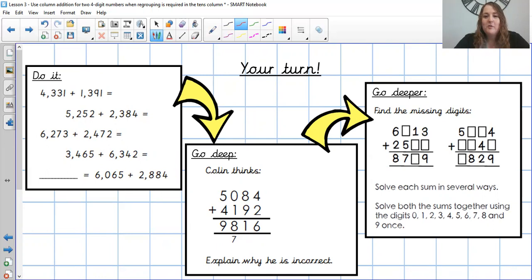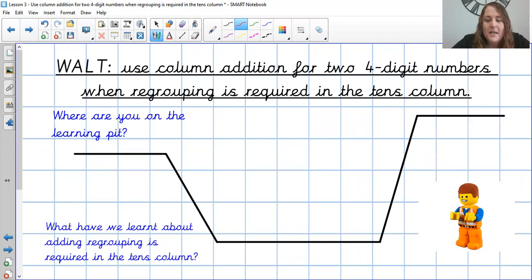Okay, brilliant. A huge well done to that. I can't wait to see lots of your answers later, and especially that go deeper. That looks quite fun today. Just have a think about where you are on the learning pit today. Do you feel like it was a good jump up from yesterday's where we looked at regrouping in the ones column? Now we're looking at the tens. Were you more comfortable with that? Whereabouts would you say you are on the learning pit? Are you right in the bottom and found that really confusing? Are you pretty confident with that and you're almost out?